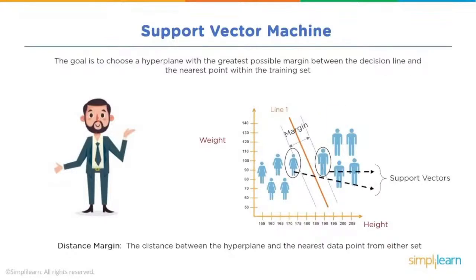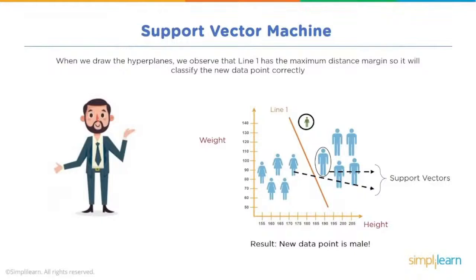The goal is to choose a hyperplane. And that is one of the key words they use when we talk about support vector machines. Choose a hyperplane with the greatest possible margin between the decision line and the nearest point within the training set. So you can see here we have our support vector, we have the two nearest points to it, and we draw a line between those 2 points. The distance margin is the distance between the hyperplane and the nearest data point from either set. So we actually have a value, and it should be equally distant between the 2 points that we're comparing it to. When we draw the hyperplanes, we observe that line 1 has a maximum distance.